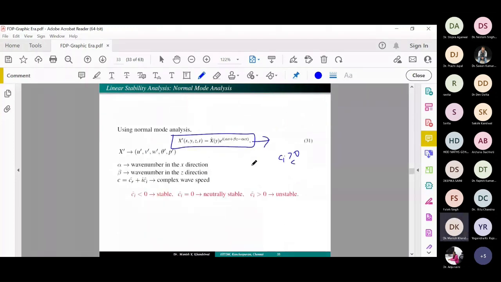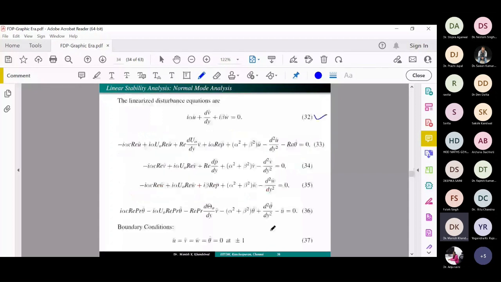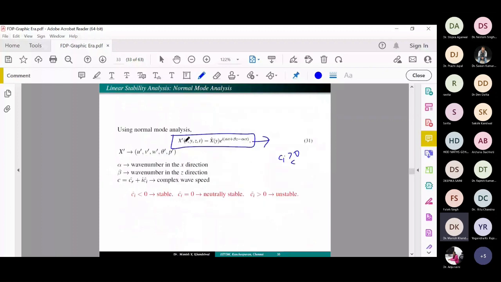And after the basic flow, we apply this type of periodic disturbance, and then we get this type of differential equation. Here, because we have a one-dimensional basic flow, only the term c will come. In each equation we will get this term. This comes from del u by del t. u dash is the disturbance, which is nothing but e raised to the power i(alpha x + beta z - ...). If you take the u here, then you will get this one.